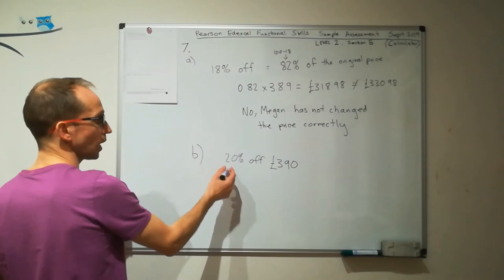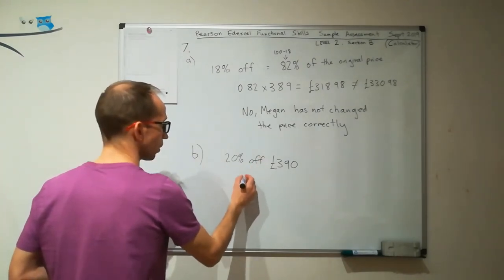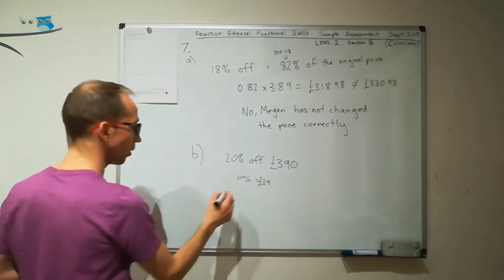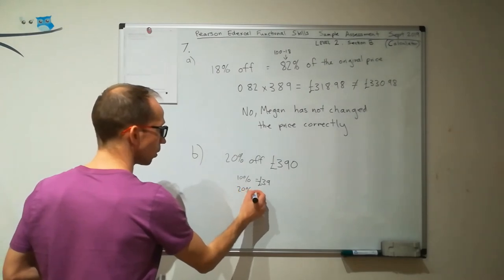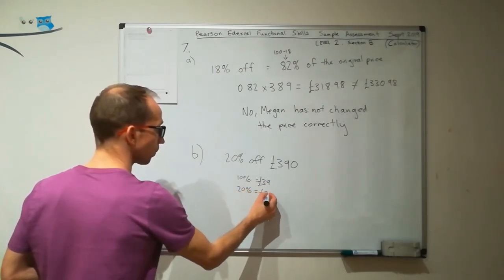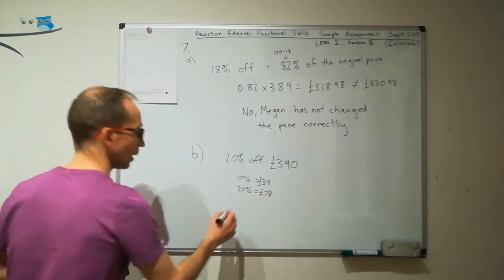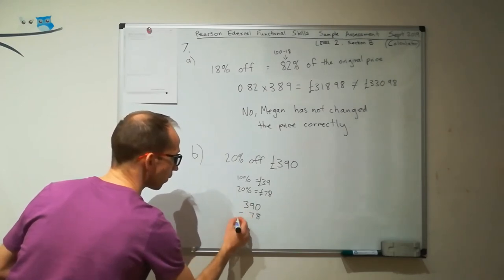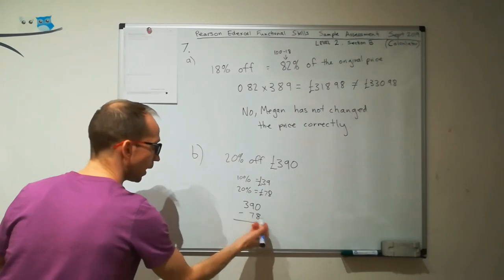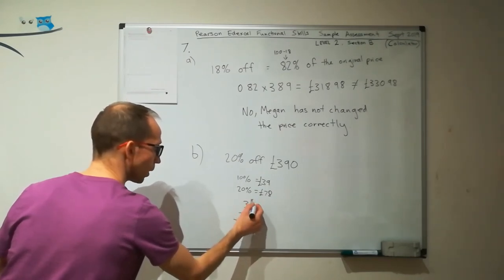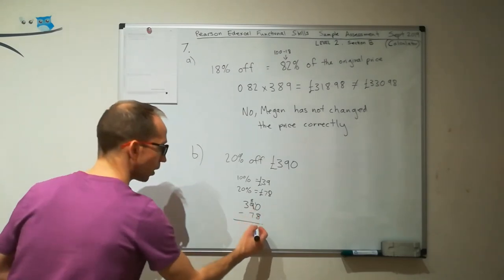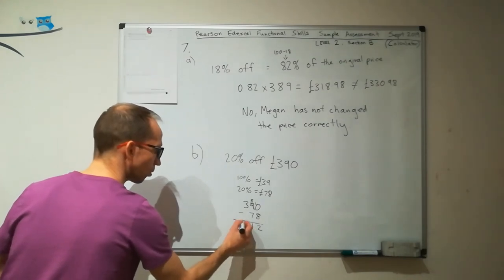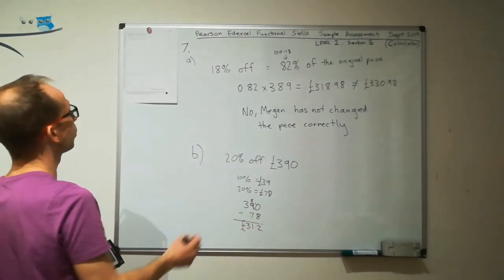Then I can quickly say, well, 10% would be £39, because I'm just taking that to zero. So 20% would be double that, £78. If I do 390 minus 78, I get 0, take away 8, I can't do. So reduce the 9 to an 8 and give the 1 over there. 10 minus 8 is 2, 8 minus 7 is 1, 3 minus nothing is 3. So we end up with 312.